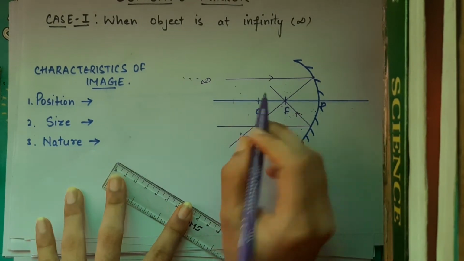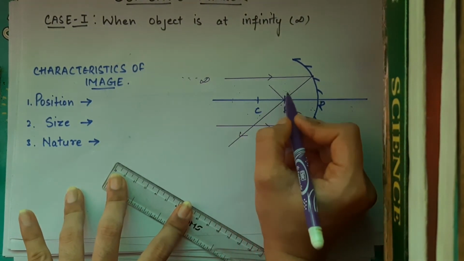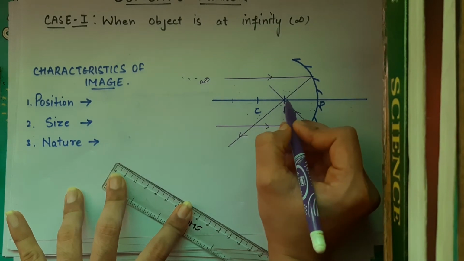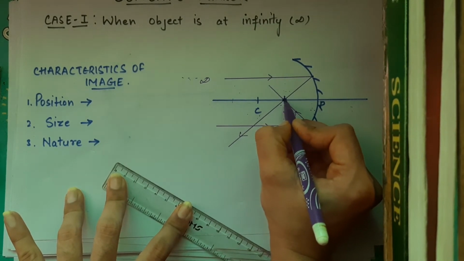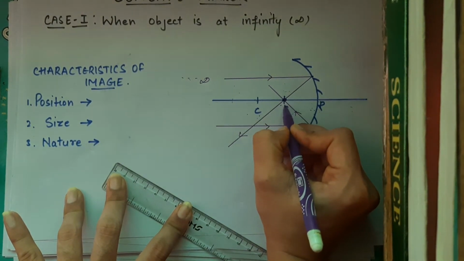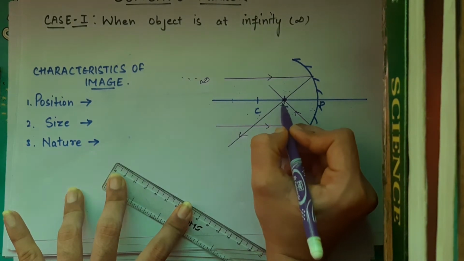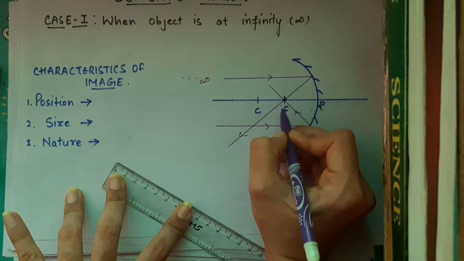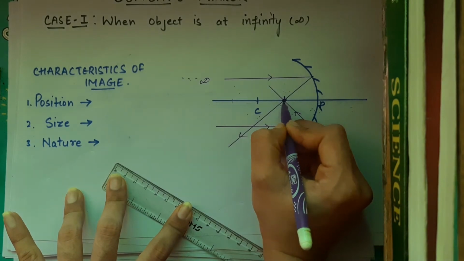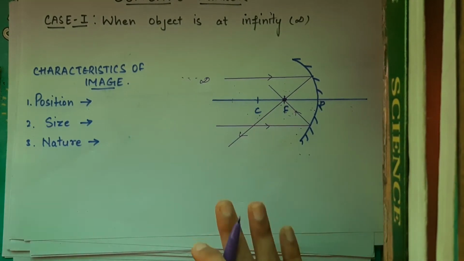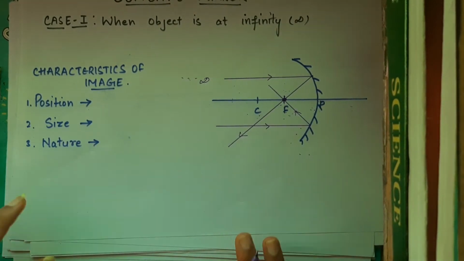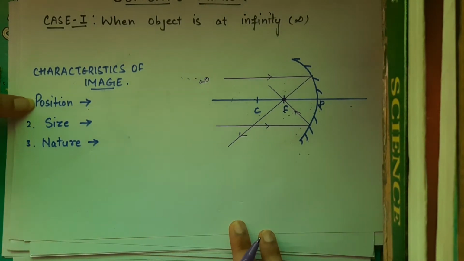The intersection point, you need to understand where it is. The two light rays after reflection intersect at this point, right? And the intersection point is at the focus. You also see that you have a point here. You don't have a certain height of image, right? So you have a point. So let's write the characteristics of the image. For every ray diagram you make, you have to write 3 points: the position of the image, the size of the image, and the nature of the image.